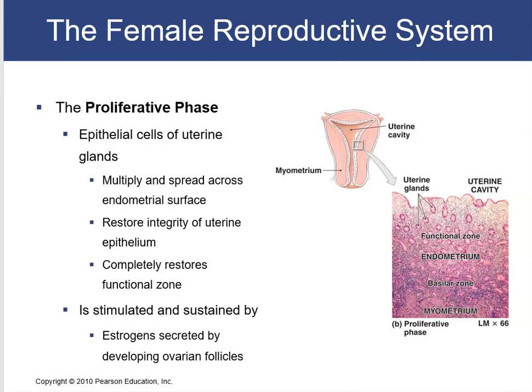The next phase is the proliferative phase. Now the epithelial cells of uterine glands will begin to multiply and spread across the endometrial surface. What this is doing is attempting to restore the integrity of the uterine epithelium. This will completely restore the functional zone during this phase. The proliferative phase is stimulated and sustained by estrogen that is being secreted by the developing ovarian follicles.